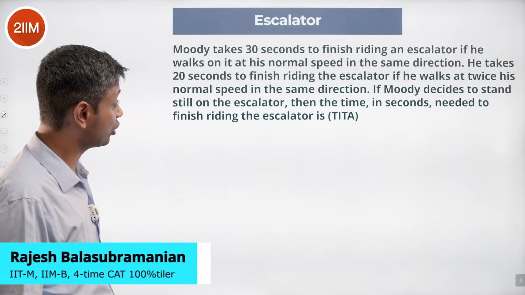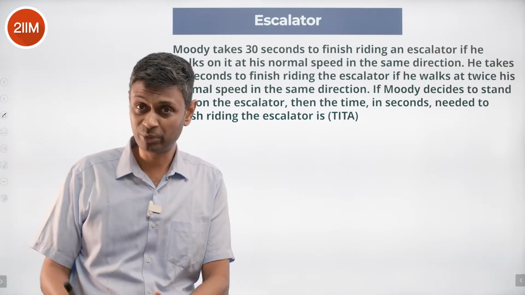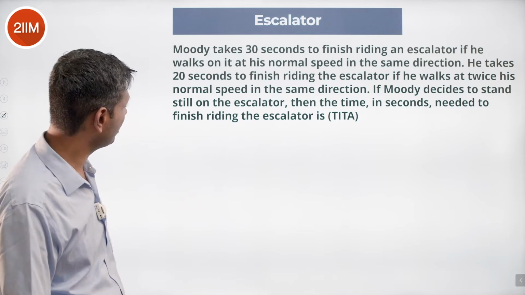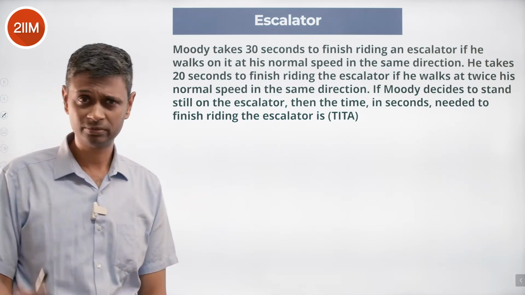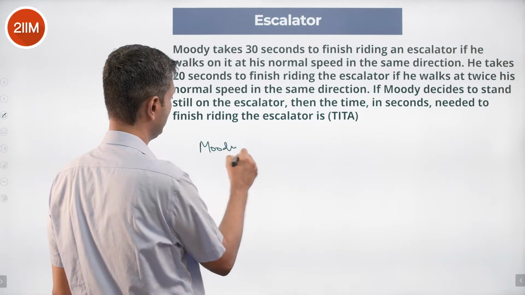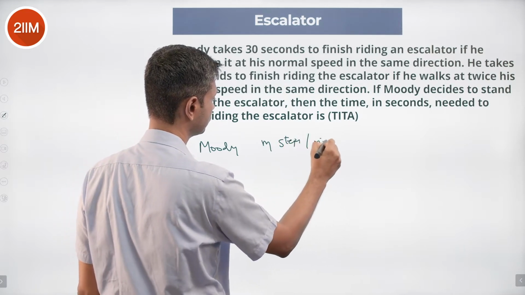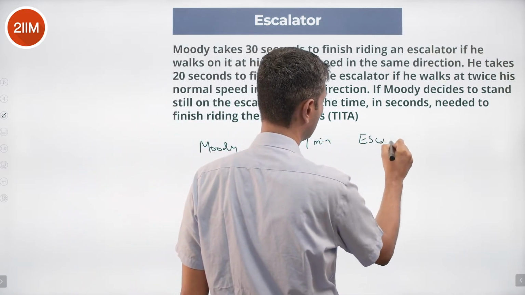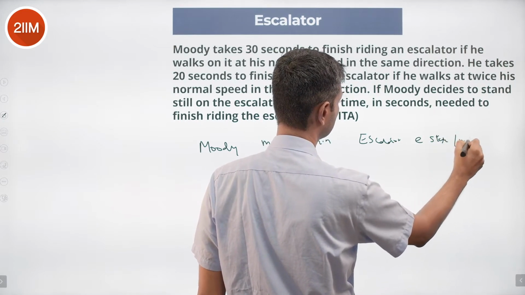Moody takes 30 seconds to finish riding an escalator if he walks on it at his normal speed in the same direction. He takes 20 seconds to finish riding the escalator if he walks at twice his normal speed in the same direction. And so, let's say Moody takes m steps per minute. Escalator takes e steps per minute.